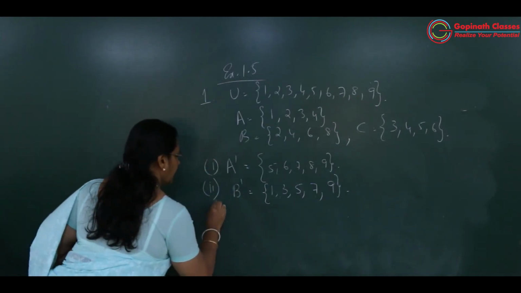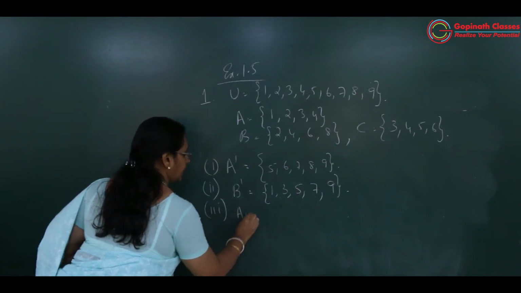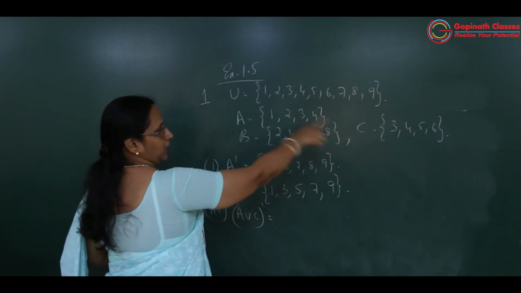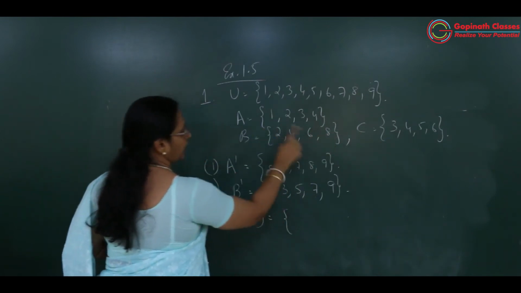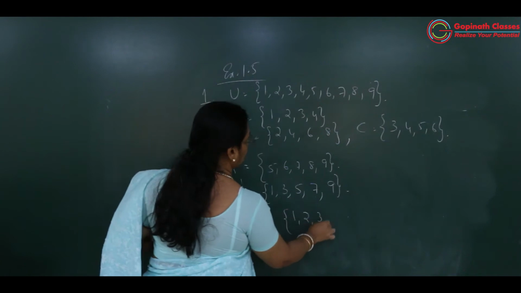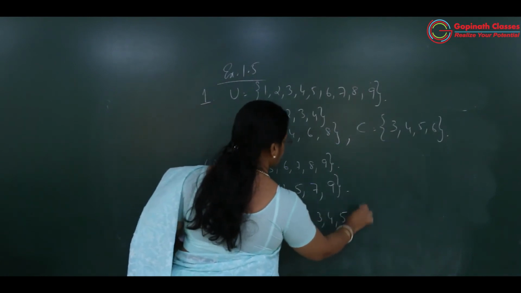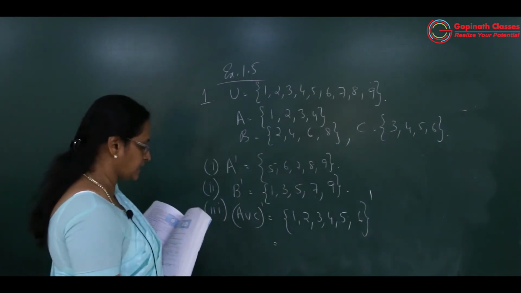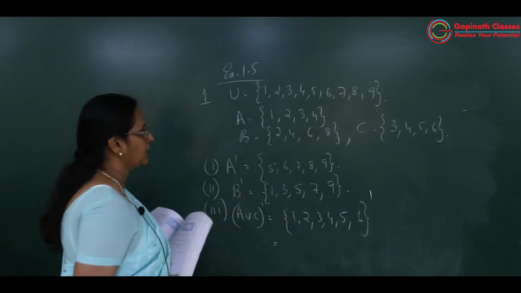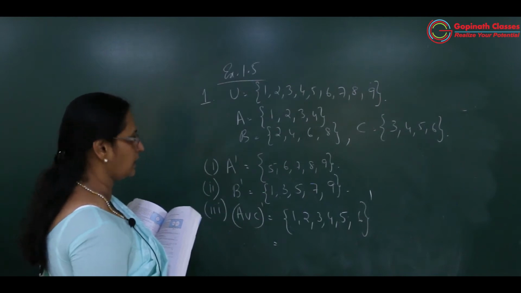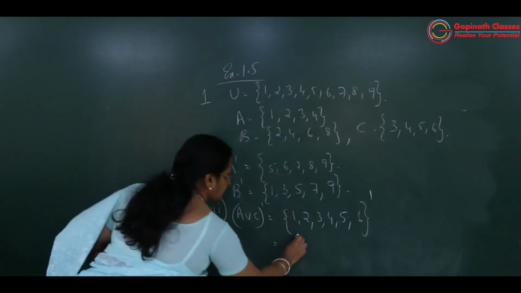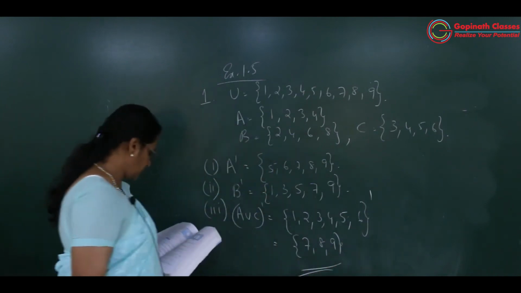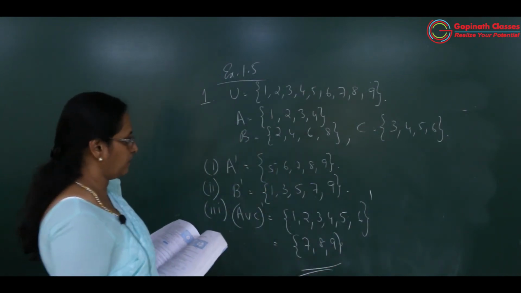Third question is A union C the whole complement. What is A union C? A union C is 1, 2, 3, 4, 5, 6. Iska complement. 1, 2, 3, 4, 5, 6 is A union C. Uska complement. So 1, 2, 3, 4, 5, 6 ka complement will come 7, 8, 9. So this is A union C whole complement.